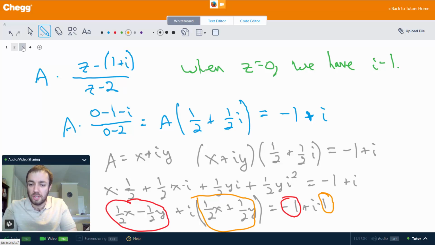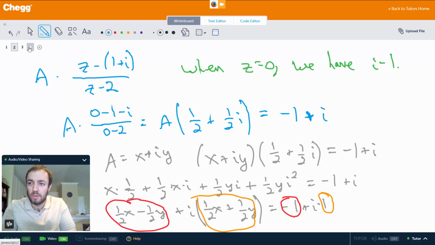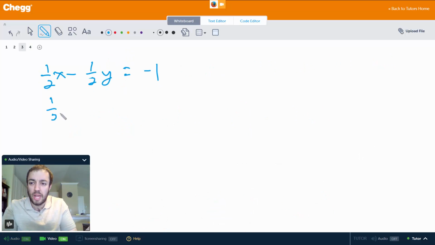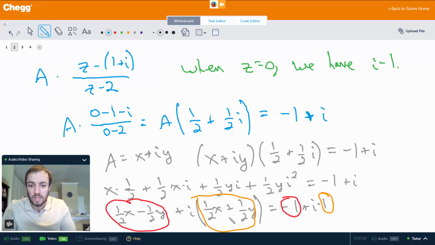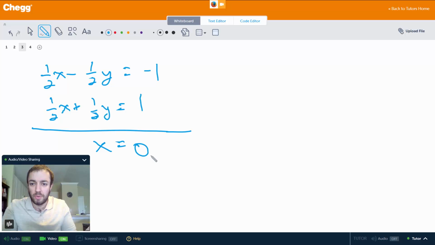Okay, so let's go to the next page and write down, essentially, a system of two equations with two unknowns. So we have 1/2 x minus 1/2 y equals -1, and 1/2 x plus 1/2 y equals +1. Just make sure that's correct. Yes, 1/2 x plus 1/2 y equals +1. Okay, so we have a system of two equations with two unknowns, and we just want to solve this. So let's go ahead and add both equations together. 1/2 x plus 1/2 x is just plain old x. Minus 1/2 y plus 1/2 y is 0. That's great. -1 plus 1 is 0. So that gives us x equals 0.